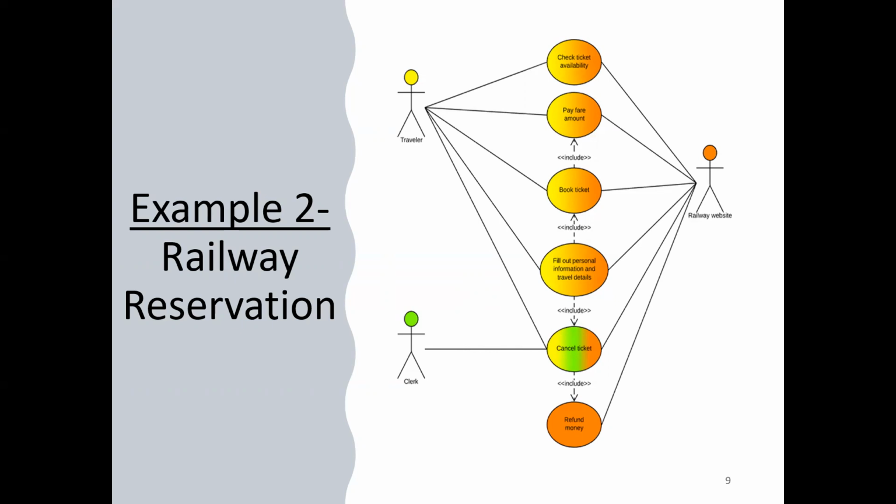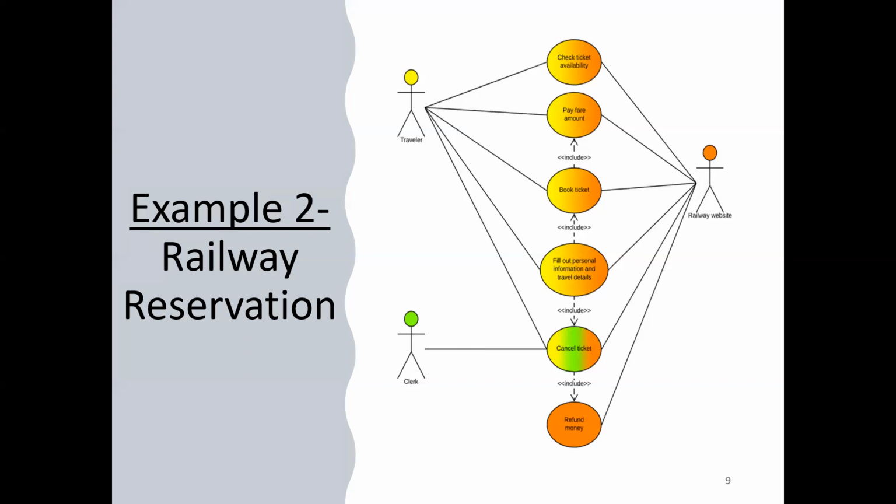The use cases include check ticket availability. We're looking at the oval shapes. Pay fare amount, book ticket, fill out personal information and travel details, cancel ticket, refund money. These are all examples of use cases. The primary actors are traveler and clerk. These are located on the left-hand side of the diagram. The secondary actor is railway website. This is located on the right-hand side.